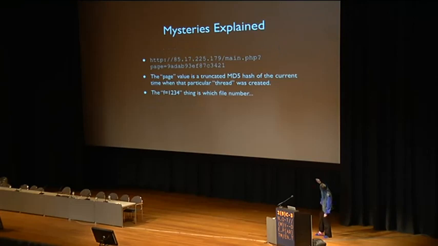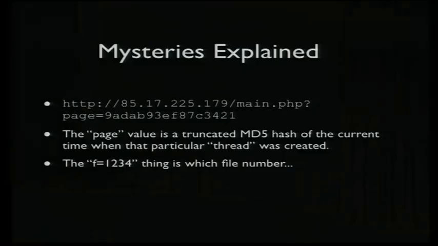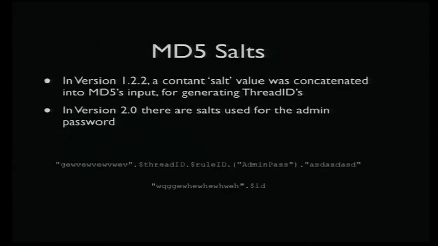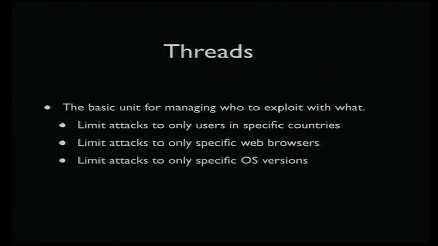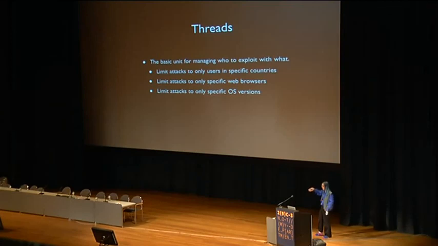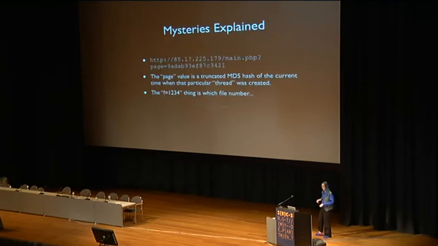The other thing was that everybody was asking where this value comes from. In the older versions, it was a truncated MD5 of the current time when a particular thread was created. A thread is the basic unit for managing a particular exploit, or a spam campaign or whatever. If you're doing some malicious advertising or some spam thing, and you only want people from Chile to be exploited, you have a specific thread ID, this random looking number, you send that out in your spam, and then everybody comes in.